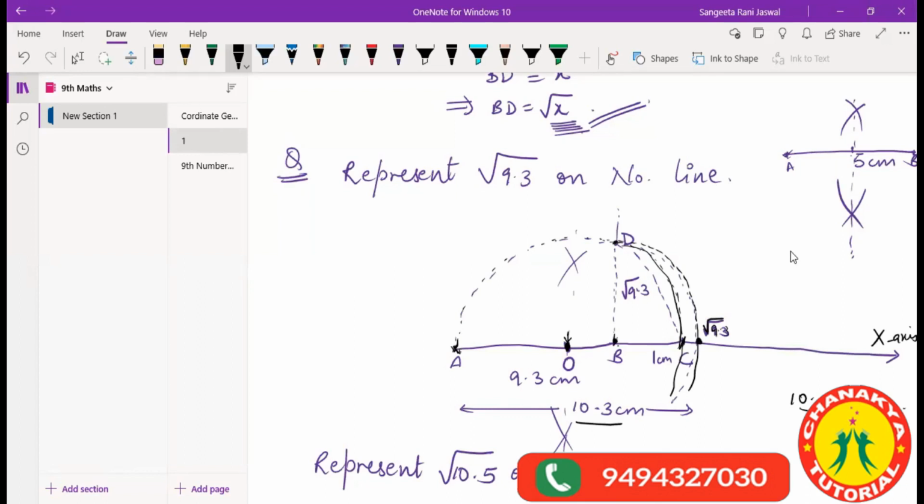Okay, ma'am. That means from B to this point, I call this point as E. From B to E is your distance root over 9.3. Okay, children. Ma'am, for this we don't need to use the Pythagoras theorem, right? No, in this you don't require. Okay?